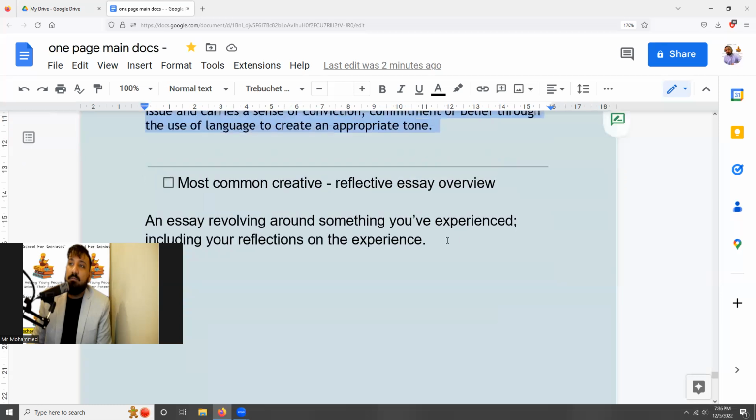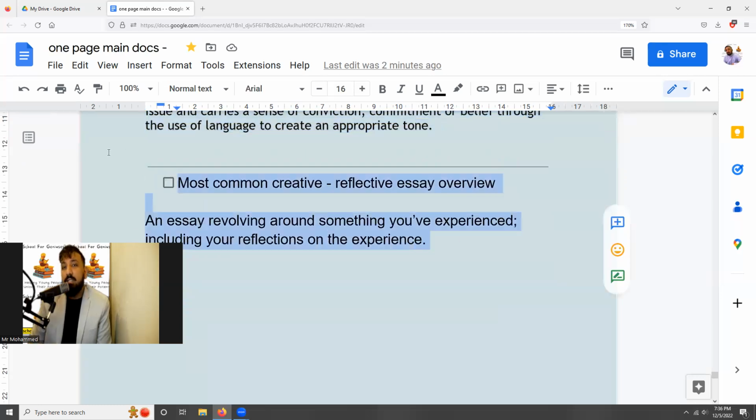Now, the other most common type, okay, is in the creative category. And its name is a reflective essay. Sometimes it's called a personal reflective, or sometimes it's also called a personal essay. Now, this essay basically is just an essay where you tell a story or reflect on an experience that you've had. So most commonly, it will involve telling a story of some kind, a story from your life.